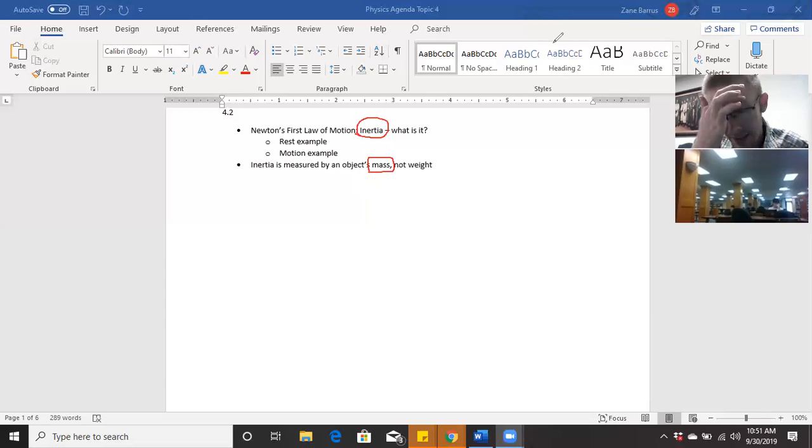All right, so really that's all I want to talk about with Newton's first law of motion. Do we have any questions? Okay, good.